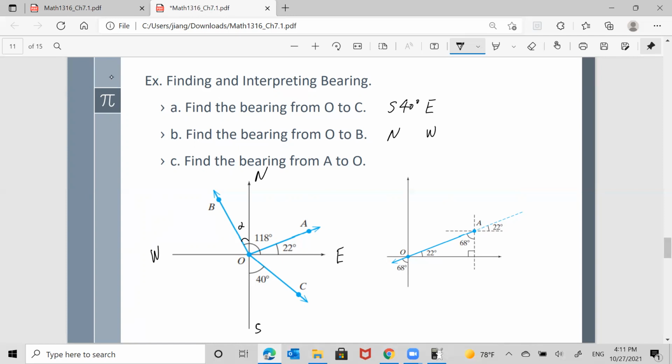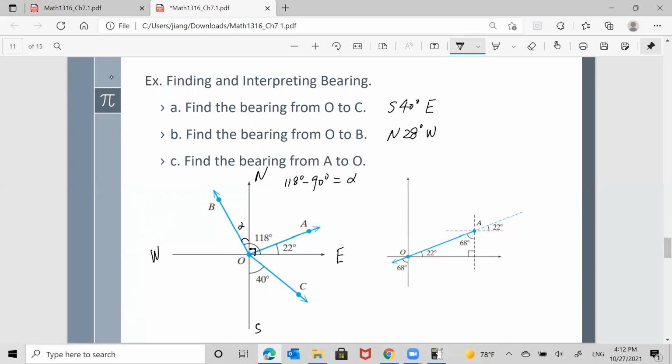How to find the alpha? From the initial to the end point here is 118. And we know this is a right angle, 90 degrees. That means I can use 118 degrees minus 90 degrees equals alpha. So that's 28 degrees.